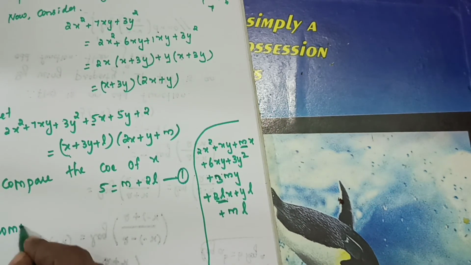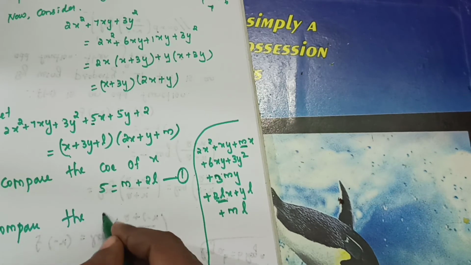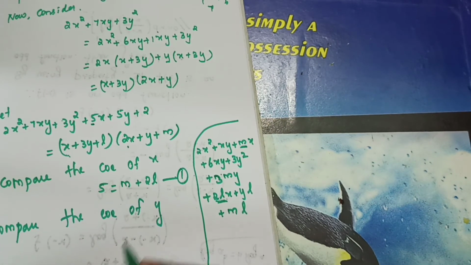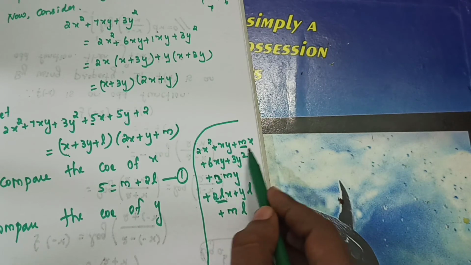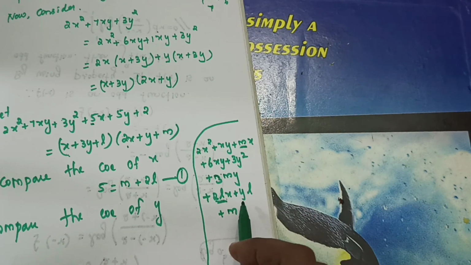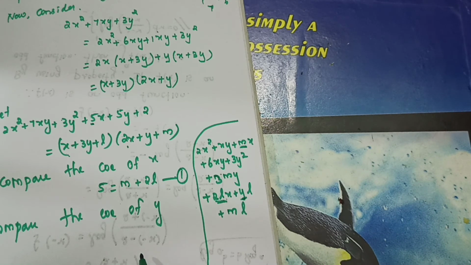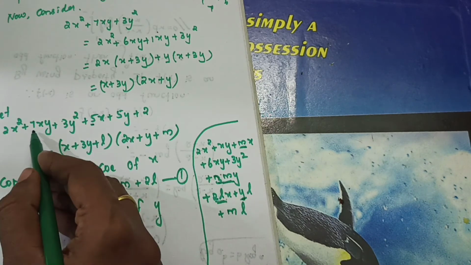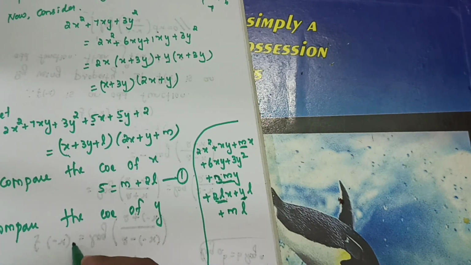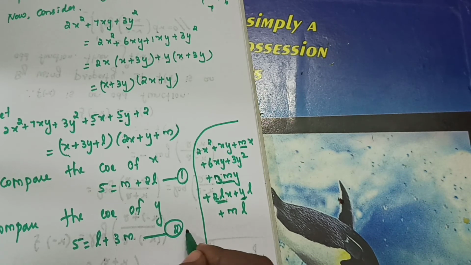Then you compare the coefficient of y. What is the coefficient of y? Here one more term is there. So what's the coefficient of y here? 5. Is it right? So 5 is equal to l + 3m. Take it as equation number 2.